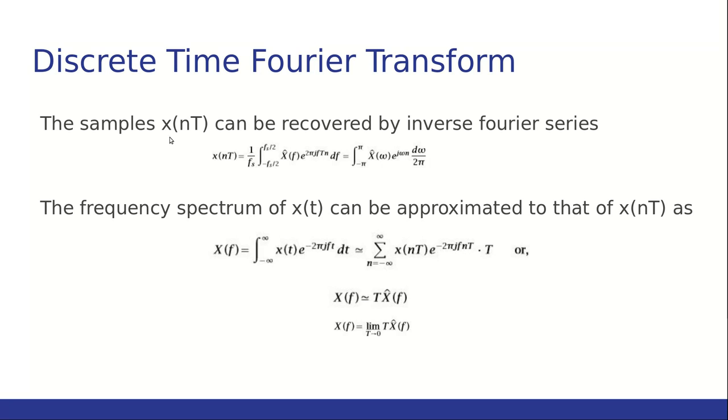The samples x of nT can be recovered by inverse Fourier series, and the formula to do that is this. So this is the DTFT which we have found of a given sampled signal, and this is the Fourier transform. These are interrelated.